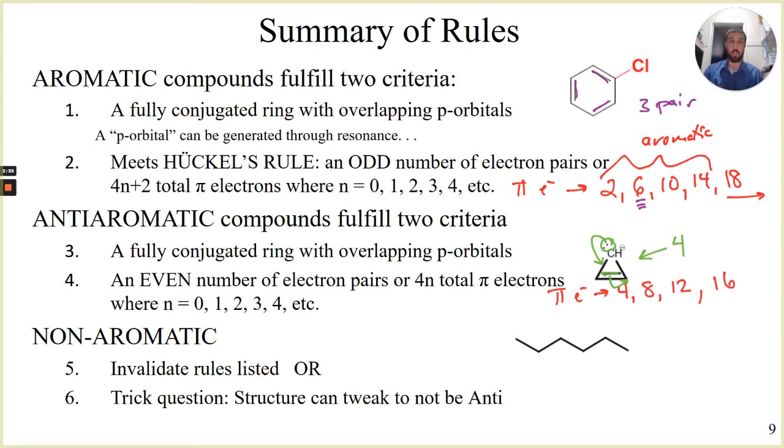And then the non-aromatic hexane. It's not cyclic. Or we could draw cyclohexane. It's cyclic, but no p orbitals. So no pi bonds. So those are the kind of pieces of things that you should be looking at and considering.